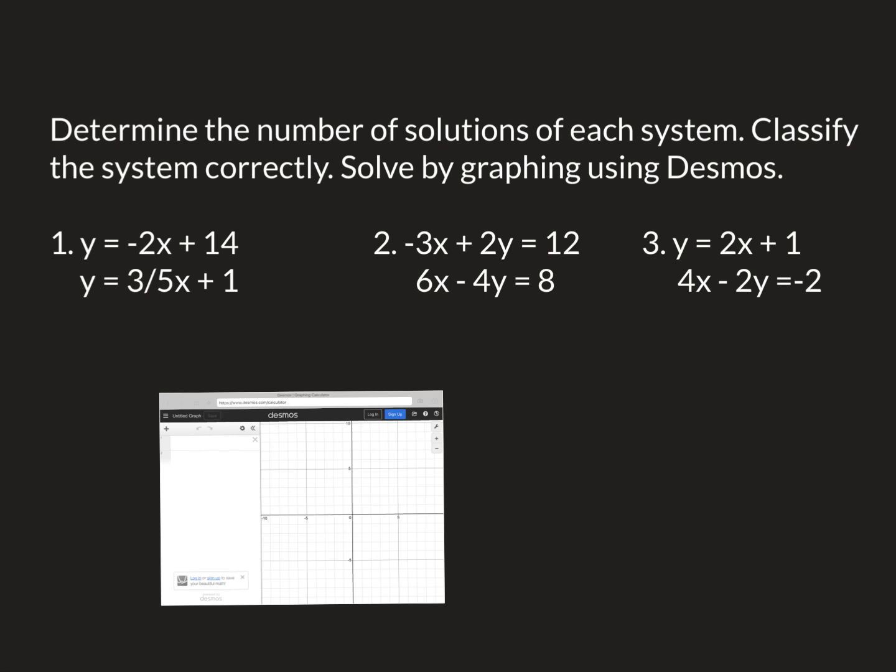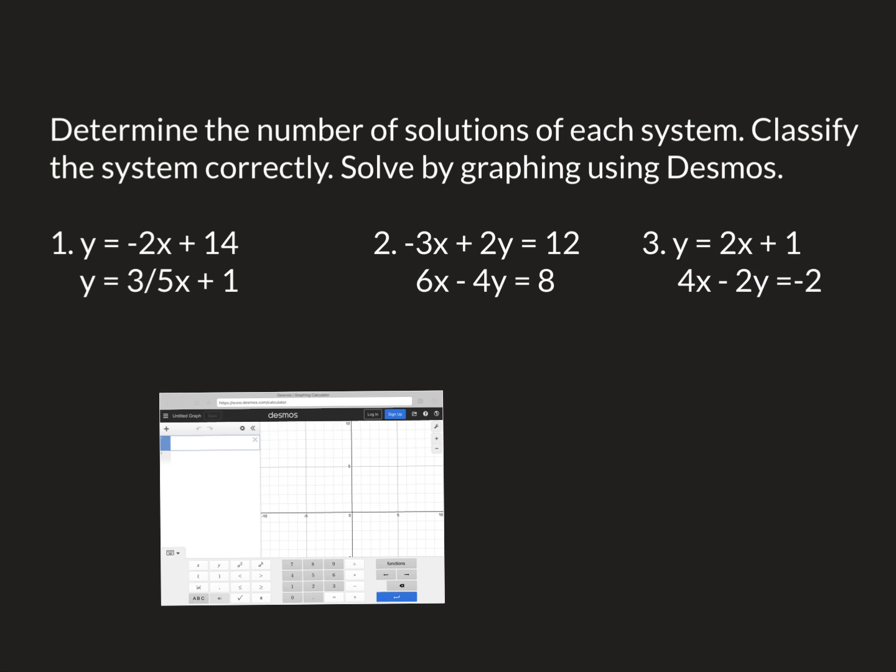For this first set of systems of equations, it says determine the number of solutions of each system and then classify the system, meaning consistent, independent, and so on. Now we're going to use Desmos. I have it up here. If you would like, you're welcome to open Desmos and graph at the same time that I do, so that you can see what this looks like.